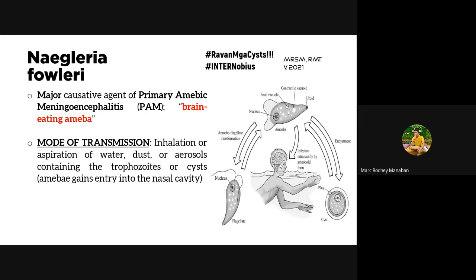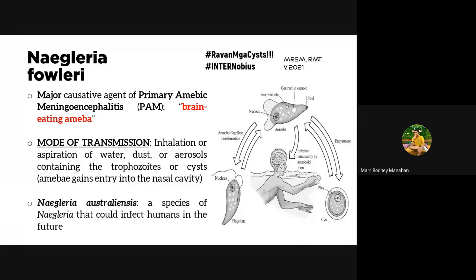So if you like to go swimming in unknown bodies of water, especially warm ones, or during warmer seasons, Naegleria proliferates a lot. So when swimming, make sure your head is above water so that water does not enter your nose, because that's the mode of transmission of Naegleria: inhalation or aspiration of water. Now, another species of interest that could infect humans in the future is Naegleria australiensis, but it's still being studied.